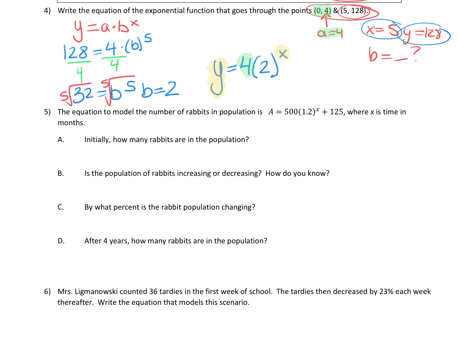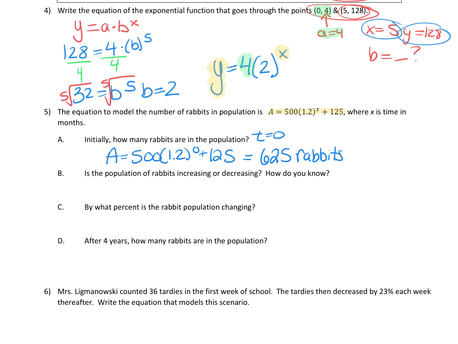All right, in this equation, they're giving me the model here. A equals 500 times 1.2 to the x plus 125, where time is x in months. Initially, how many rabbits are in the population? So initially would mean when time is 0. So I'm going to plug time is 0 into this equation, and I'm just going to plug that in my calculator. So 625 rabbits.